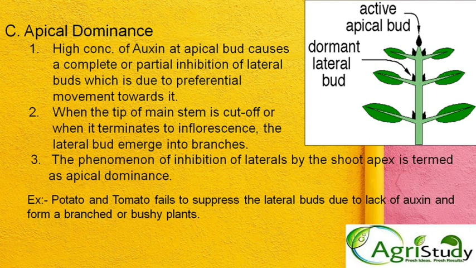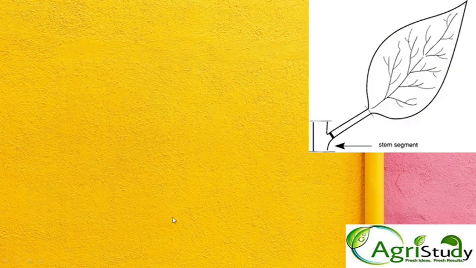We just cut off the tip. In some plants we have to induce this apical dominance because the aboveground, that is the vertical growth, is not present in some plants. There we have to use auxin to induce the apical dominance. Potato and tomato fail to suppress the lateral buds due to lack of auxin and form branched or bushy plants. In such conditions, we have to apply auxin. The phenomenon of inhibition of the lateral buds by the shoot apex is known as apical dominance. That is the definition of it.